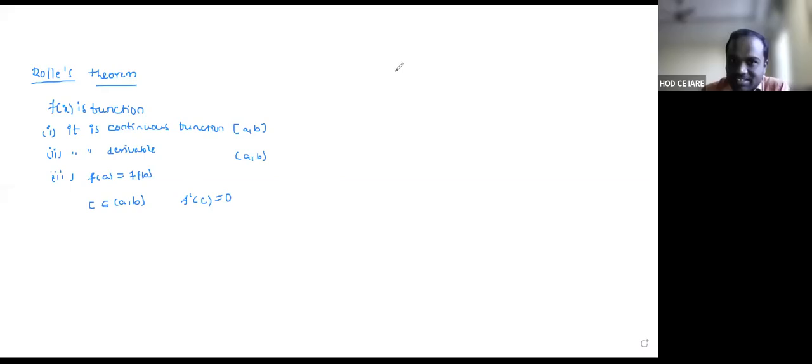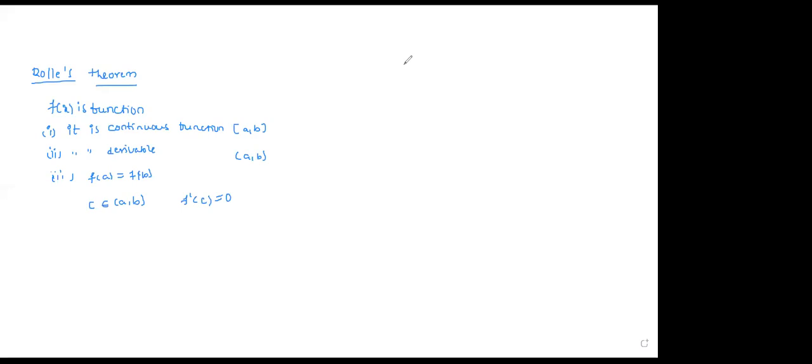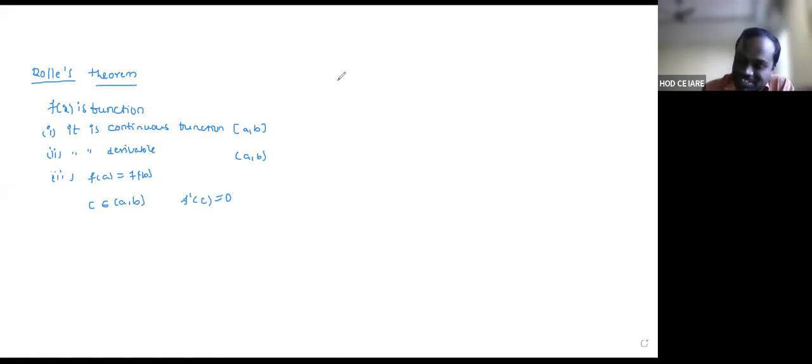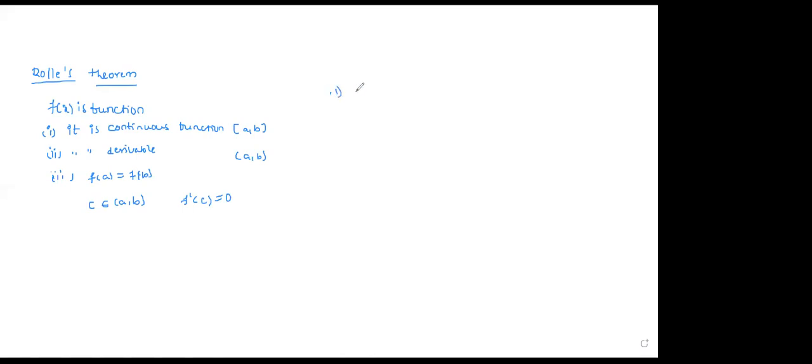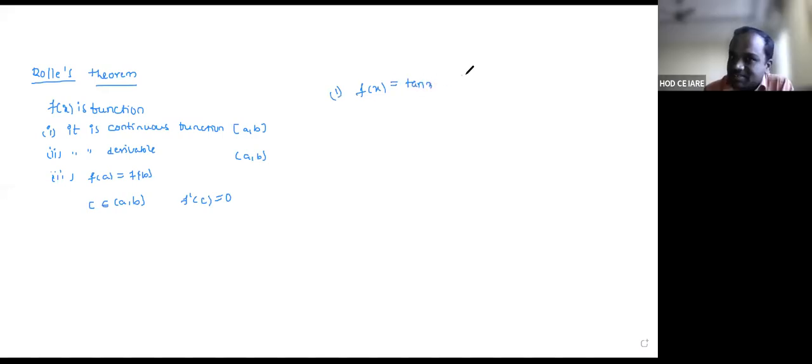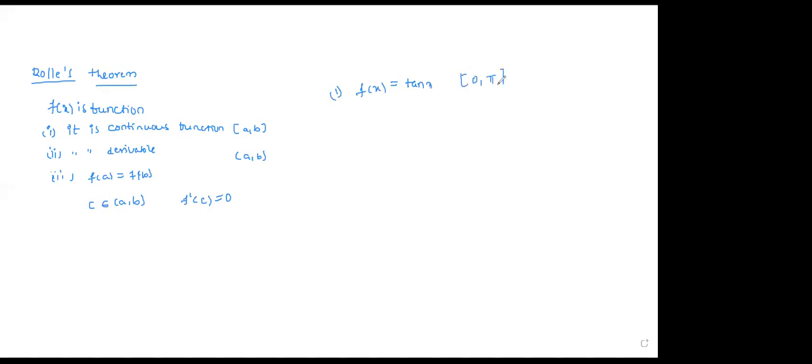Are you getting the answers? Not satisfied Rolle's theorem, sir. F of x is equal to tan x in the 0 to pi interval. Okay. First question, we have been given f of x is equal to tan x in the closed interval of 0 pi. Is it satisfying Rolle's theorem?